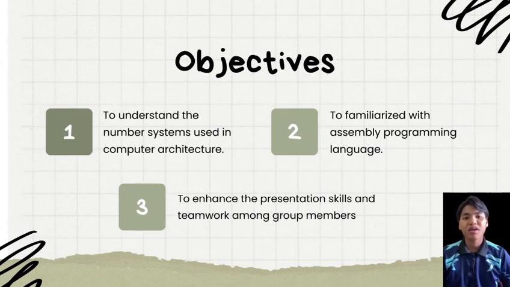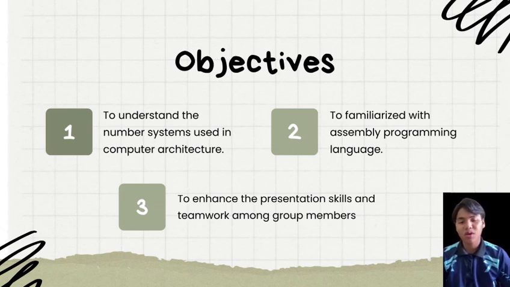There are three main objectives in this project. Number one, to understand the number systems used in computer architecture. Number two, to familiarize ourselves with assembly language. And number three, to enhance presentation skills and teamwork among the group members.